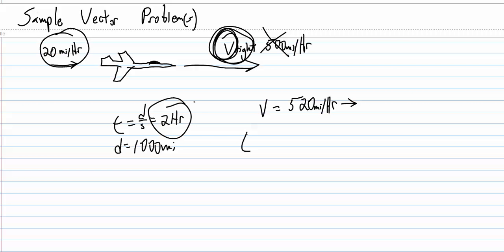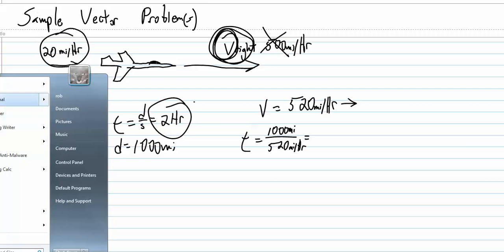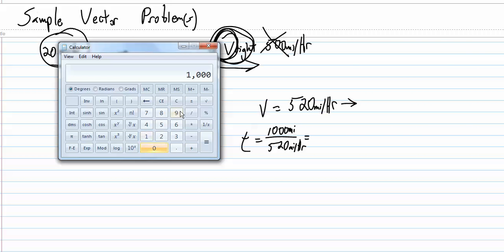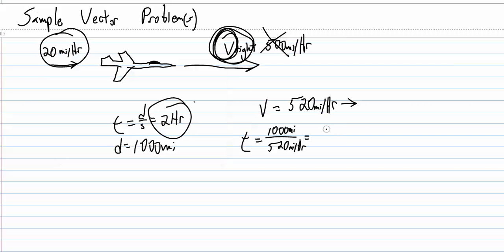So now our new time is going to be 1,000 miles divided by our speed of 520. When you put a bigger number on the bottom, that means your answer is going to be smaller. So our answer becomes, let's see here, where's my calculator? 1,000 divided by 520. So it's going to be 1.92 hours. That should make sense. They call that a tailwind when you have a wind pushing on the tail of your plane. It's kind of helping you along.